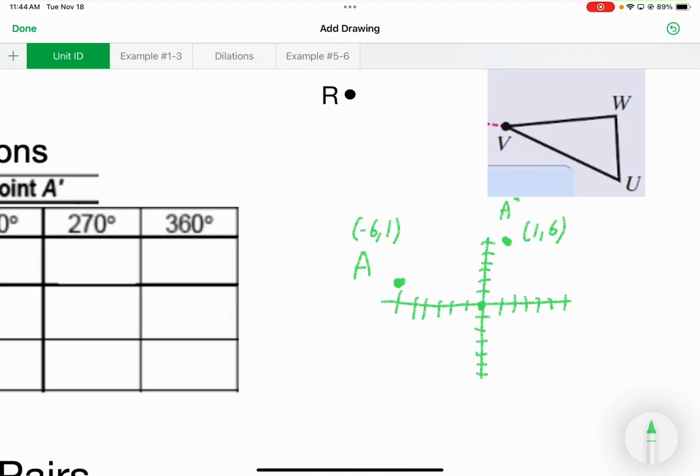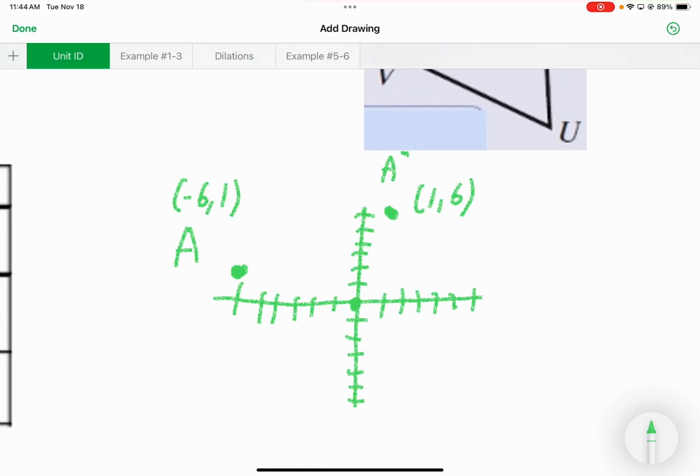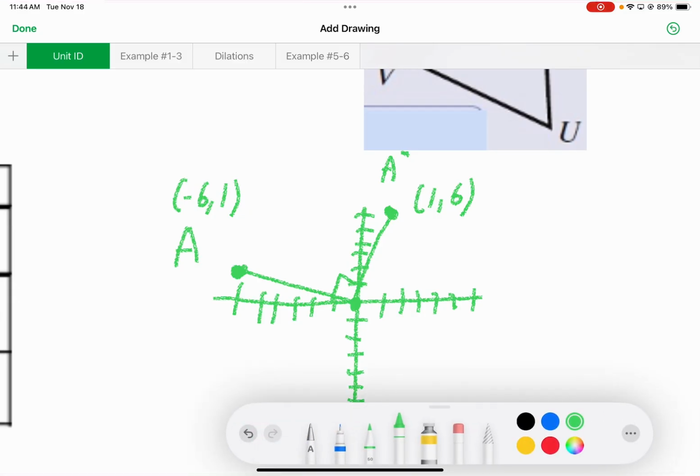All right. Now, here's something else I want to show you on the graph. If you connect A and A prime to the origin, let's see what happens. So A and A prime, I connect that to the origin. What did I make? An angle, a right angle. A right angle. And I rotated it 90 degrees. So that should make sense why it is a 90-degree angle. Now, it roughly looks like a 90-degree angle, but that's what it should be, is 90 degrees.